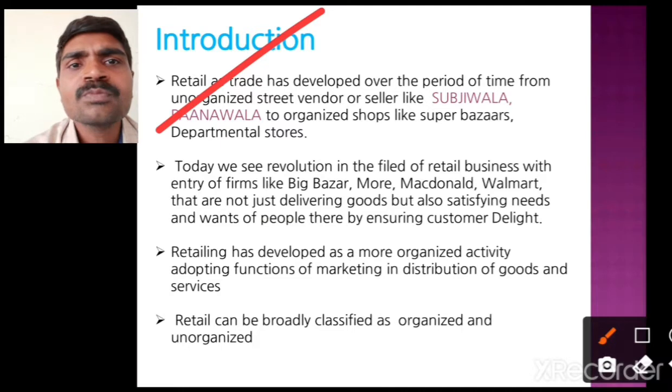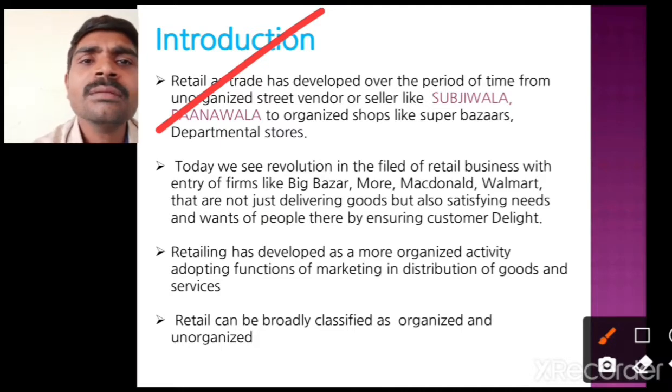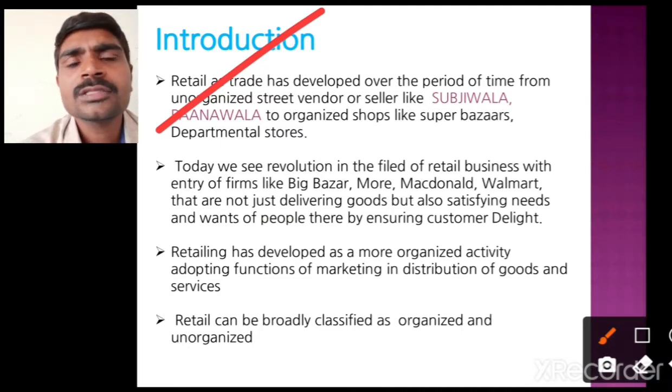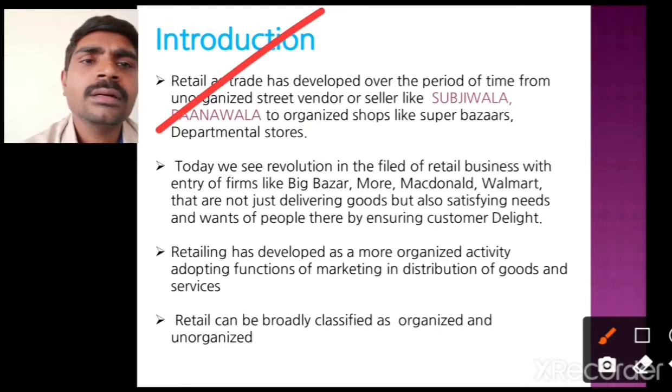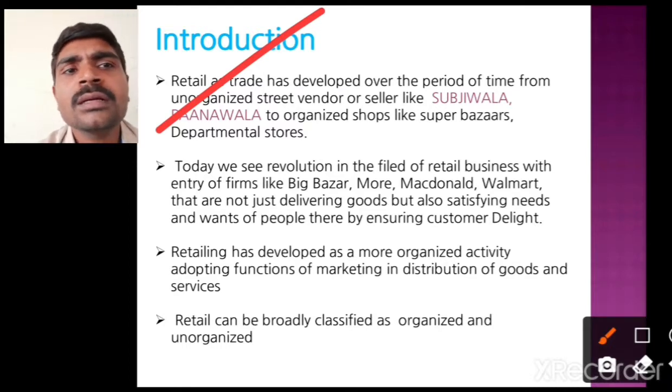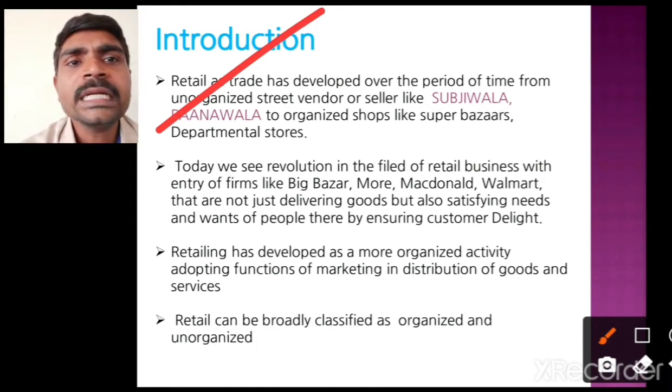So the sabzi wala, pan wala, and many more people, then the small kirani shop people, how are they shifting into things like super bazaar and departmental stores? This process is known as retail. Retail is a trading aspect. Trading means buying and selling. So the retailer has to buy the goods from the manufacturer and sell the goods to the customers as per the customers' needs, wants and demands.